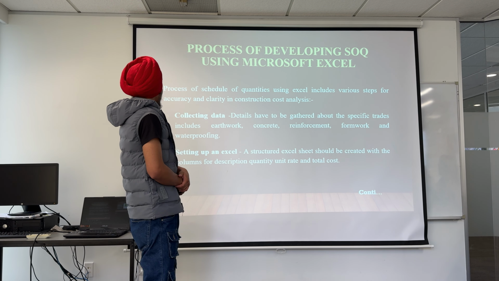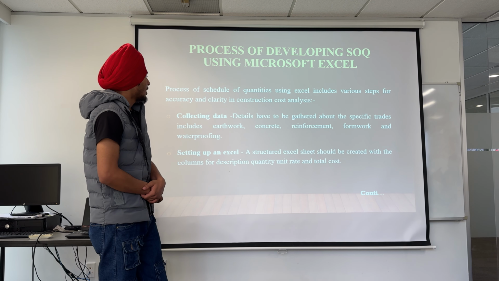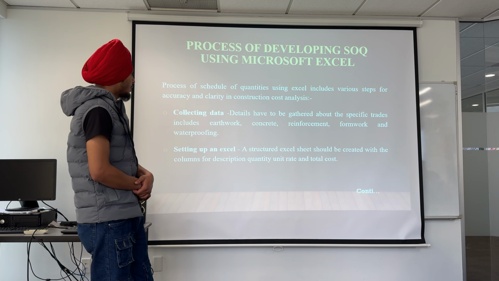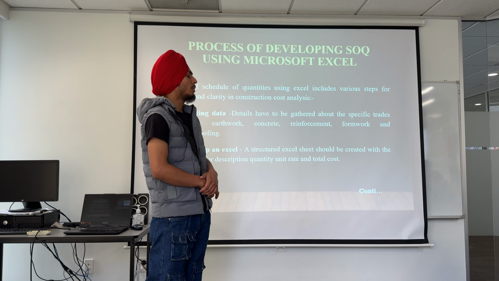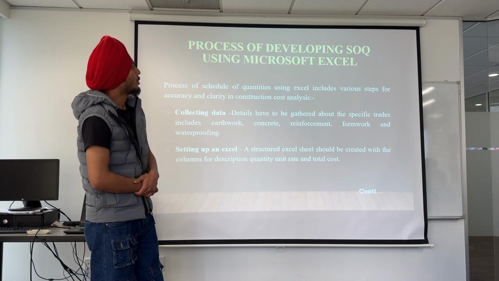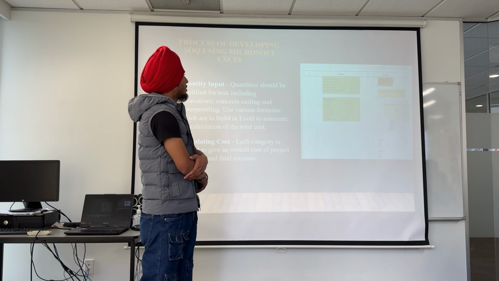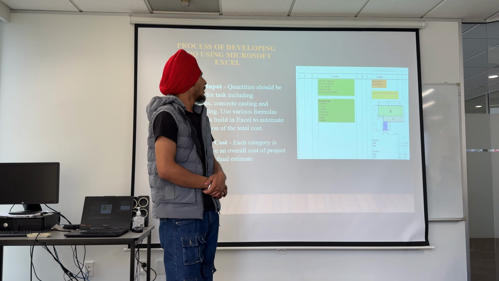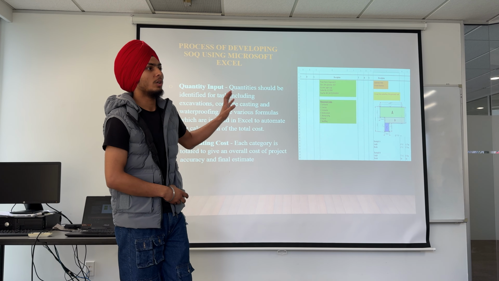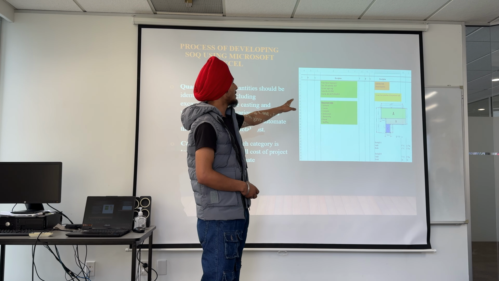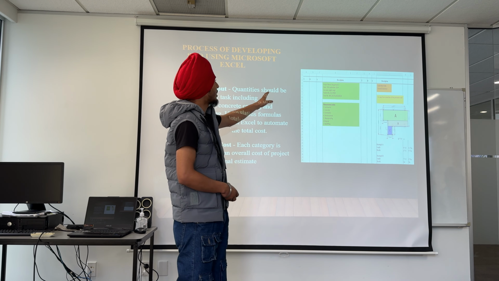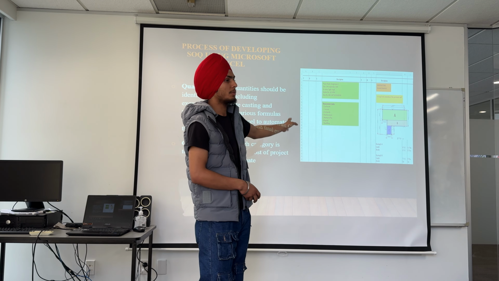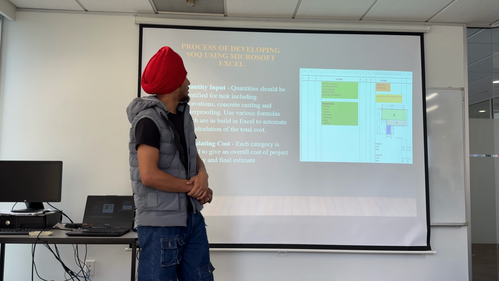So the second one is setting up an Excel. A structured Excel sheet should be created with columns for description, quantities, unit rate, and total cost. I put an image in the next slide, you can see this image. When we use ANZ SMM, we always need to follow the standard method like this: TDS, description. T means timesing, dimension, and squaring. We always follow this method when we make the spreadsheet.